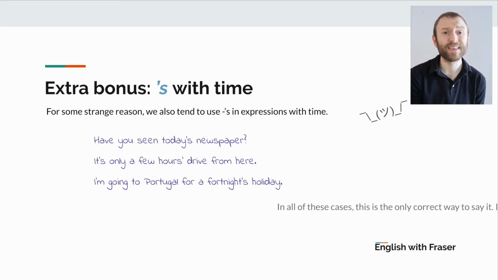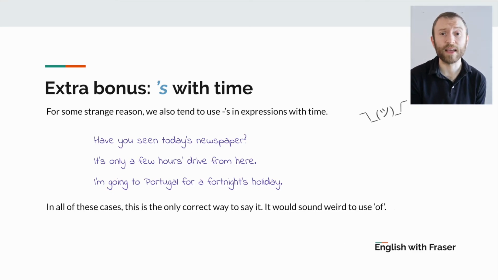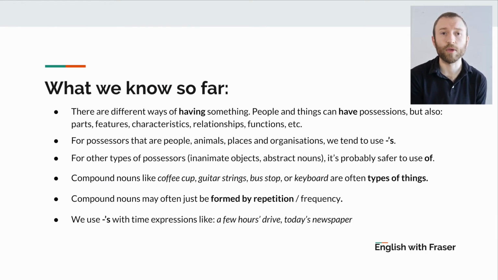In all of these cases, this is really the only correct way to say it. It sounds pretty weird and pretty bad to use of in any of these. Okay, so we'll add that in as the last little point on our summary, that we use apostrophe S with time expressions. And that concludes the explanation part of this lesson.